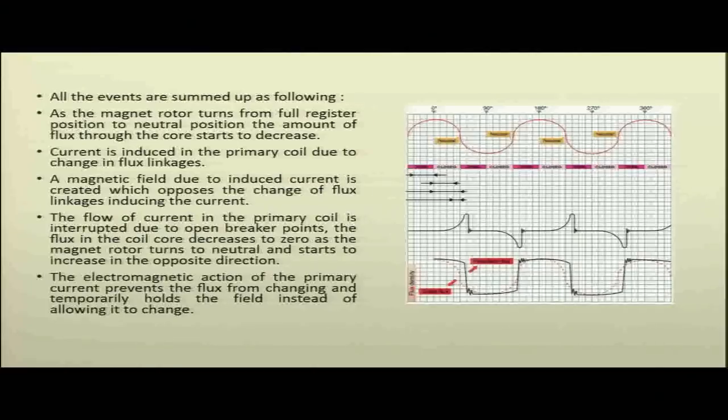As the magnet rotor turns to neutral and starts to increase in the opposite direction, the electromagnetic action of the primary current prevents the flux from changing and temporarily holds the field instead of allowing it to change. Now, this electromagnetic action of the primary current will prevent the flux from changing and temporarily hold the field instead of allowing it to change.